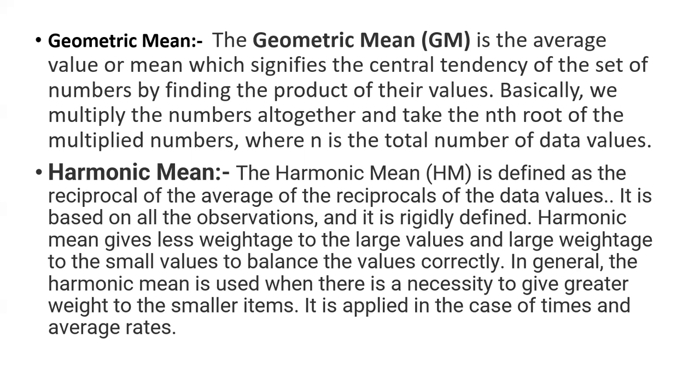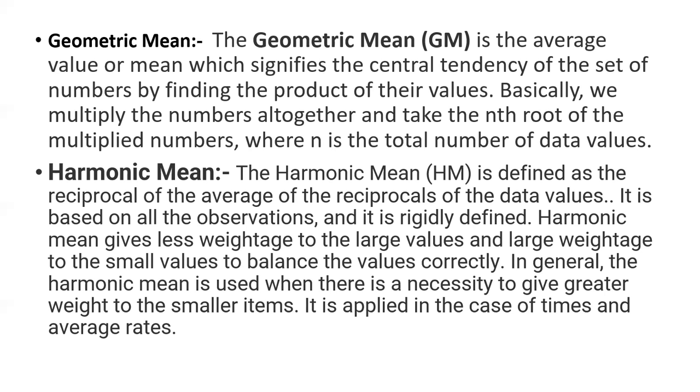Then we have the harmonic mean. The harmonic mean is defined as the reciprocal of the average of the reciprocals of the data values. Here we take the reciprocal of the data values and find the average of those reciprocals. It is the mean which gives less weightage to large values and greater weightage to small values. This balances the values correctly, so that a proper balance can be maintained between the values in a data set.